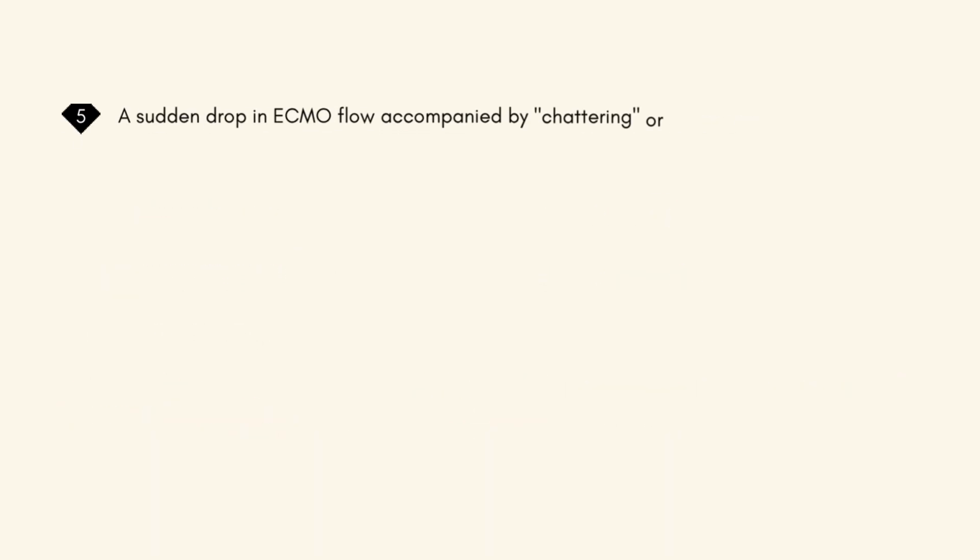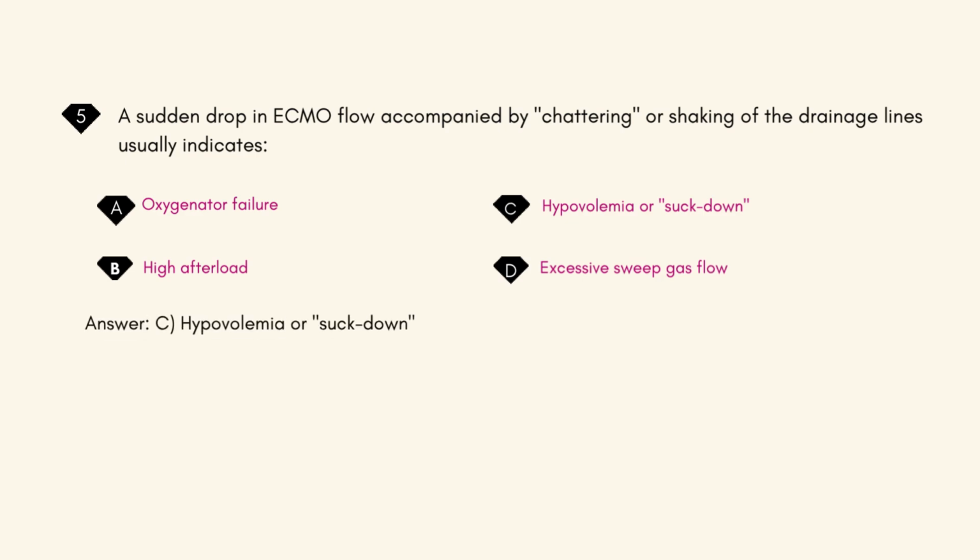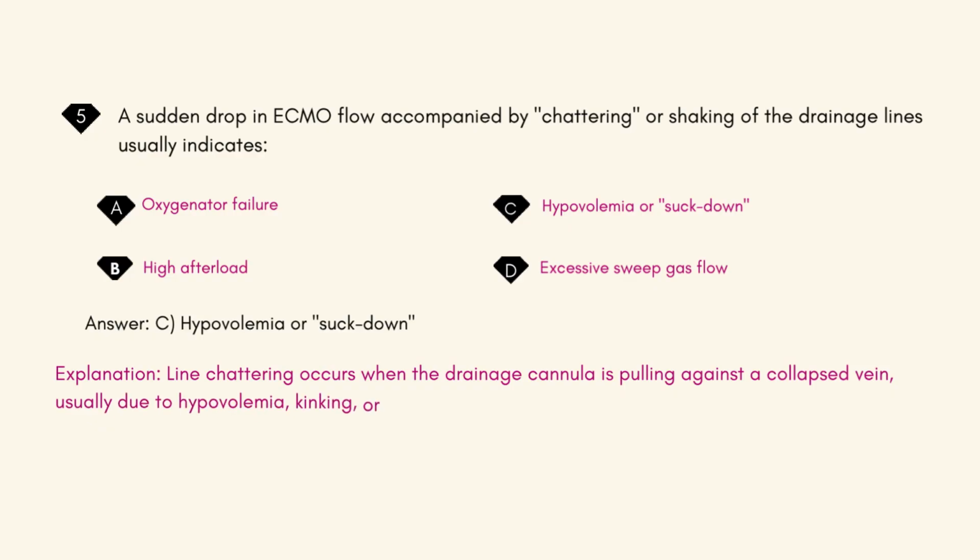A sudden drop in ECMO flow accompanied by chattering or shaking of the drainage lines usually indicates: A. Oxygenator failure. B. High afterload. C. Hypovolemia or suck down. D. Excessive sweep gas flow. Answer: C. Hypovolemia or suck down. Explanation: line chattering occurs when the drainage cannula is pulling against a collapsed vein, usually due to hypovolemia, kinking, or excessive negative pressure, pump speed too high for available volume.